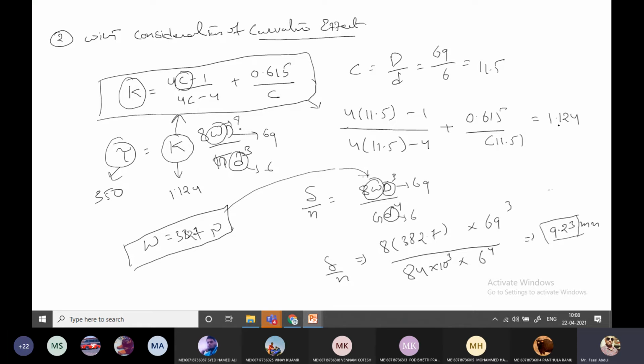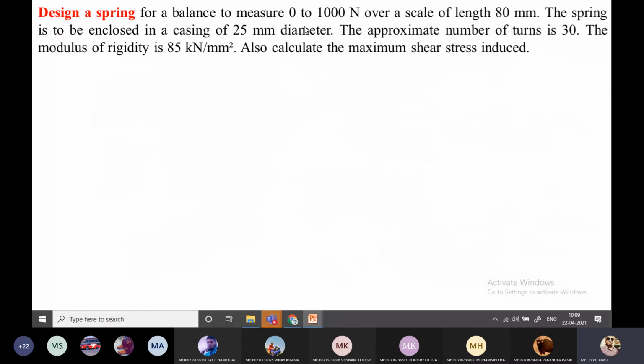Remember, when the question does not particularly mention whether we have to consider the curvature effect or not: considering the curvature effect means we have to take this equation, whatever is appearing on the screen. Without considering the curvature effect means we have to consider the Ks value. Ks means 1 plus 1 by 2c. This is the equation for without considering the curvature effect, and this equation is for with consideration of curvature effect. Remember this point.